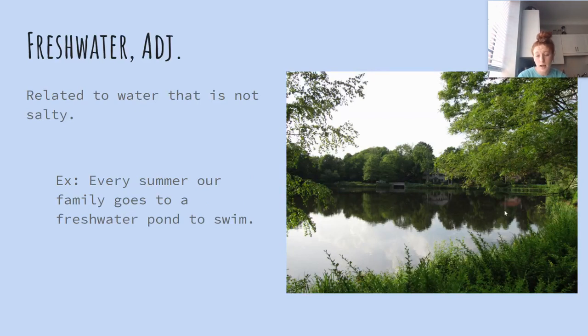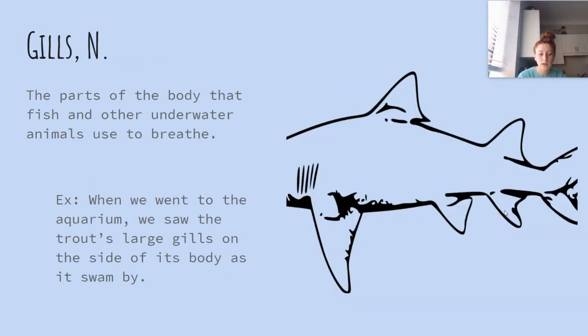Freshwater is an adjective, and it means related to water that is not salty. Every summer, our family goes to a freshwater pond to swim. Gills. Gills are the parts of the body that fish and other underwater animals use to breathe. We went to the aquarium and saw the trout's large gills on the side of its body as it swam by. So these are the gills right there.